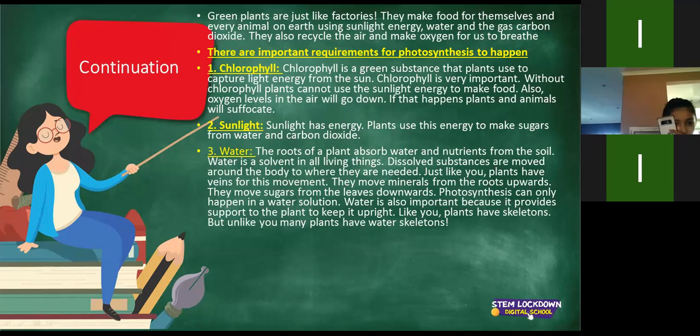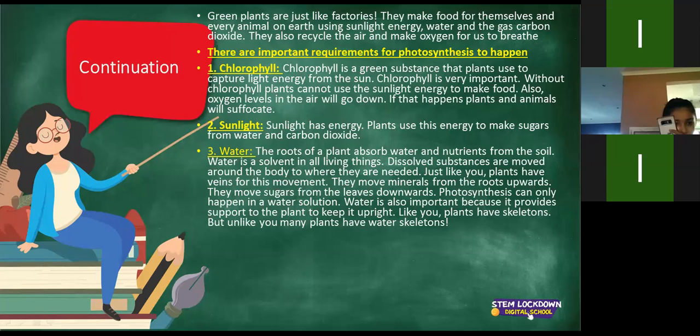Just like you, plants have veins for this movement. They move minerals from the roots going up. They move sugars from the leaves going down. Photosynthesis can only happen in a water solution. Right, solutions, we will learn about that lesson next week. Sorry, in the next lesson.